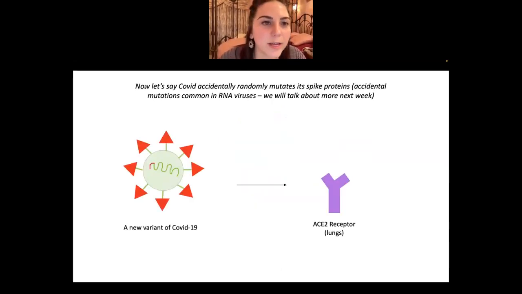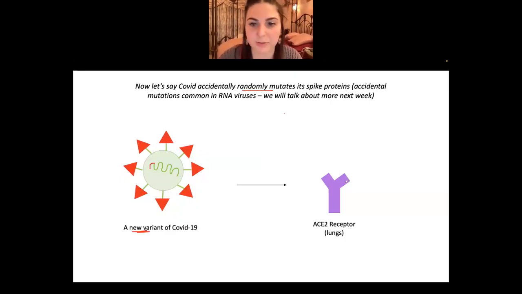A feature of RNA viruses is that they just randomly mutate. Again, we're going to talk about this on Thursday, about how RNA viruses randomly mutate. It's just a random thing that RNA viruses do. They don't have a polymerase that can proofread, so you just get random mutations. So let's say we have a variant that has a different spike protein now because of this mutation.